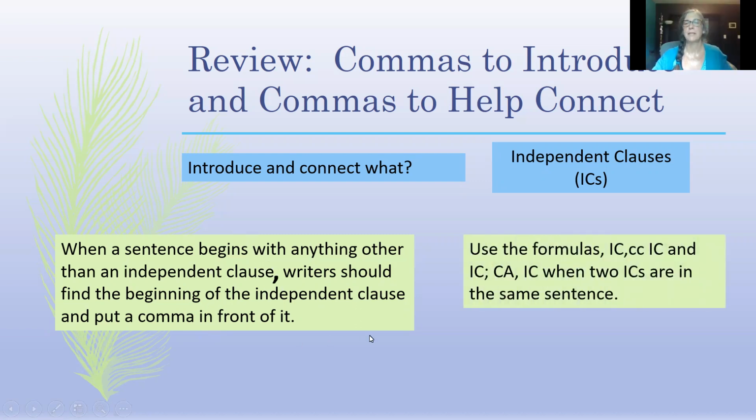Use the formulas IC, comma, CC, IC, or IC, semicolon, CA, comma, IC when two ICs are in the same sentence. And there are your formulas. Very important formulas to help you place commas correctly, but also to make sure that you avoid comma splices in your sentences. All right, before we say goodbye, Joey, do you have any questions?